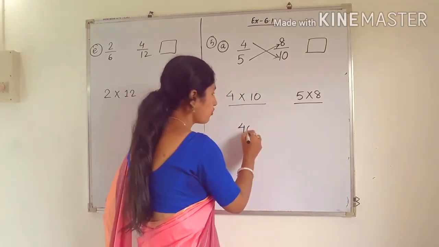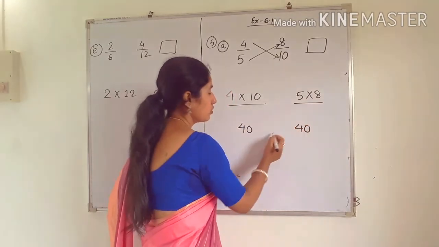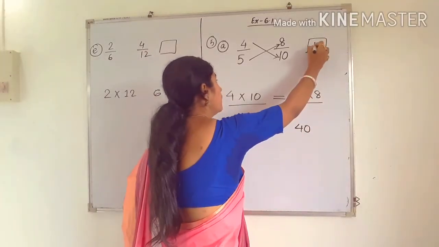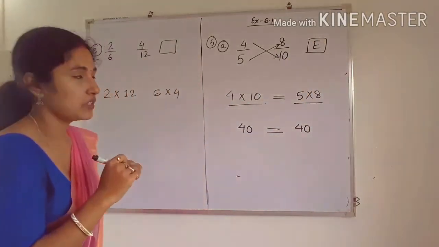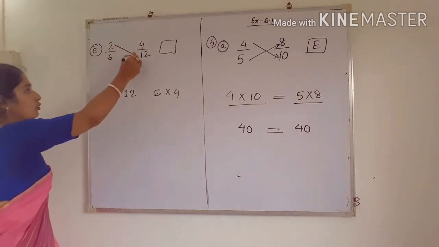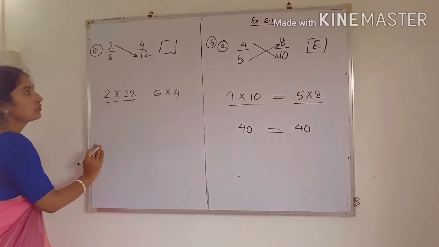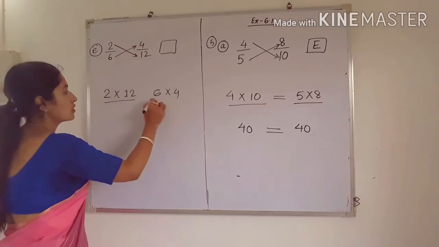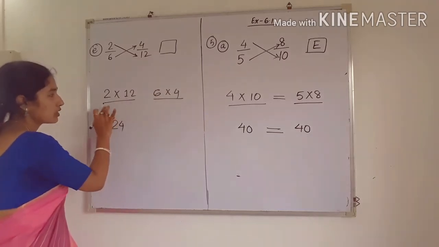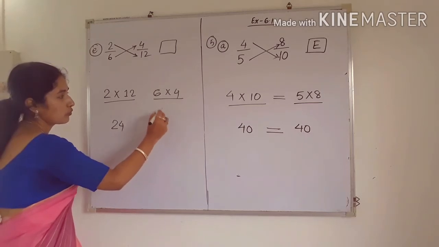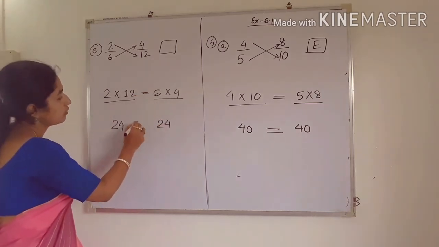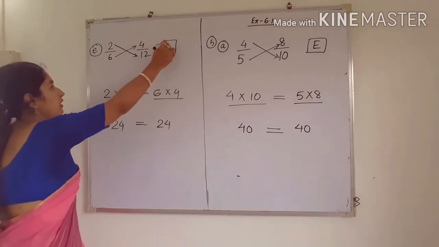4 tens are 40. 5 eights are 40. So see, both are equal. That means you can write they are equivalent. Next, come to number E. Again, you have to multiply 2 with 12, so write 2 into 12. Then we will write 6 into 4. 2 into 12 will be 24. 12 twos are 24 and 6 fours are 24. So these are also equivalent. So you have to write E.